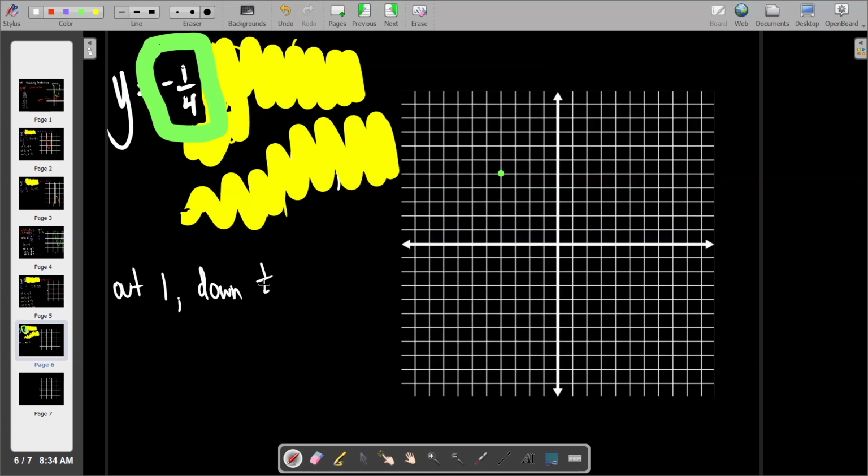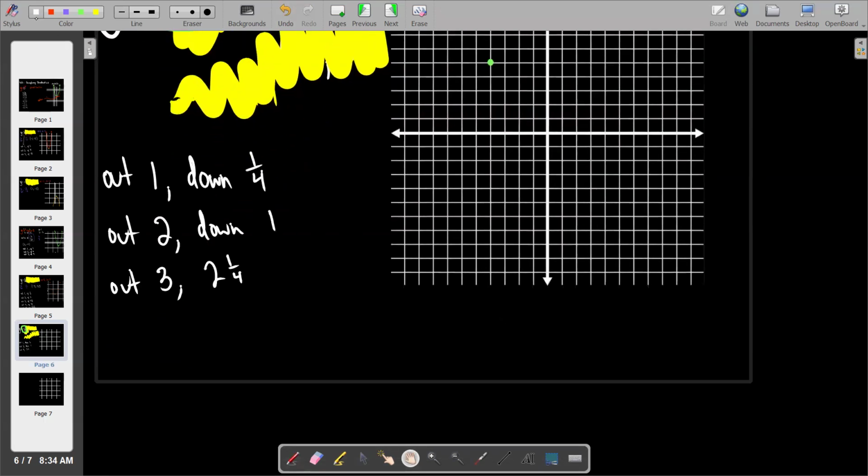1/4 of a unit. When we go out 2, how far down will we go? Take the normal. What's the normal for 2? 4. 2 squared is 4. So the normal is 4. What's 1/4 of 4? We're going to go down 1. If we go out 3, what's the normal down? 9. What's 1/4 of 9? 2.25, or 2 and 1/4 if you prefer. Decimals are fine here.